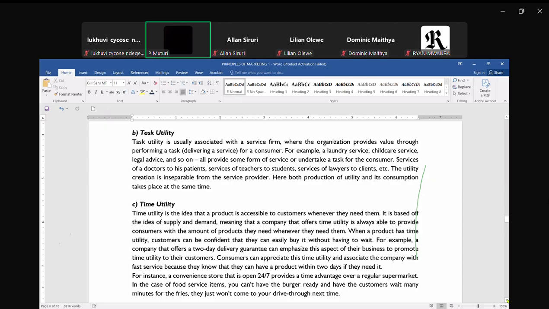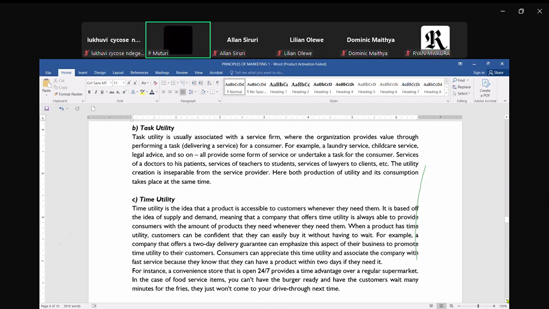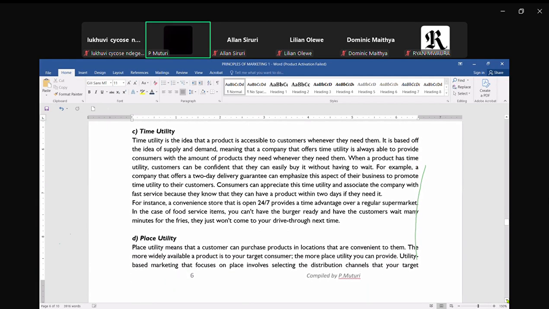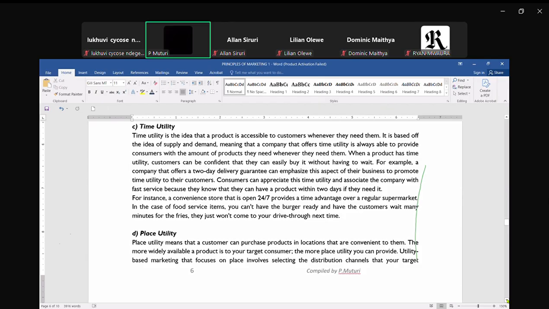In the bank, what are banks doing to avail their financial services? The learning and the teaching is the service, what I'm doing here. Services of teachers to students, services of lawyers to clients. They must perform some tasks to deliver that service, and that is the task utility, especially when it comes to service businesses. Now, time utility is the idea that a product is needed at a certain time.